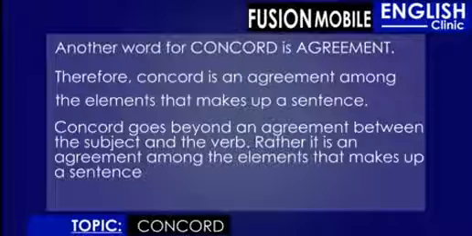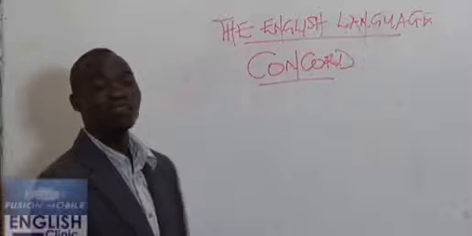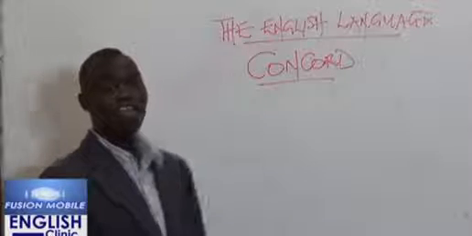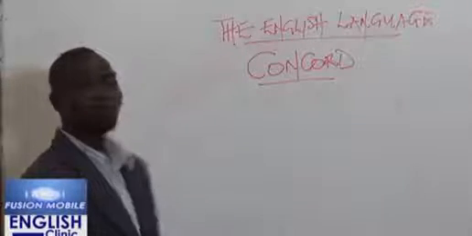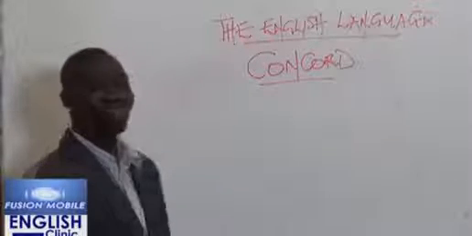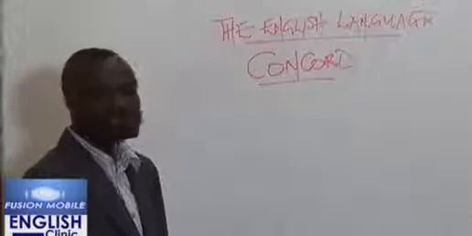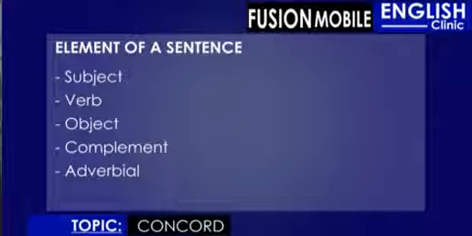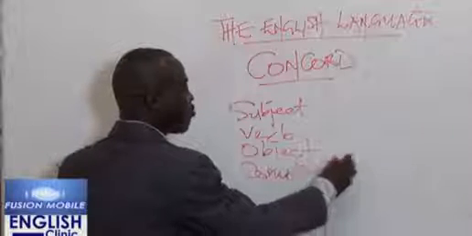Now, contrary to so many definitions that you will find in some textbooks, many textbooks normally define Concord as the agreement between the subject and the verb. But I want to say here that when we talk about Concord, it goes beyond an agreement between the subject and the verb. It talks about an agreement among the elements that make up the sentence. Now, what are the elements that make up the sentence, or the clausal elements? We have the subject, the verb, the object, the complement, and the adverbial.